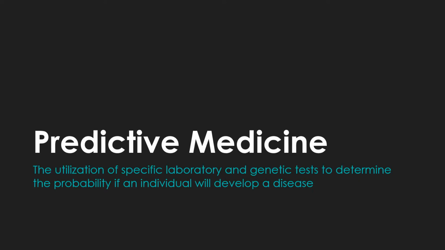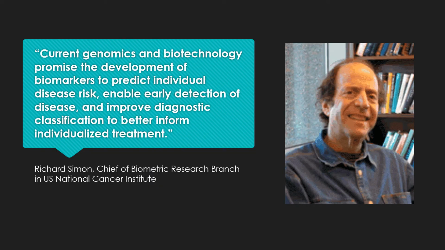Predictive medicine is defined as the utilization of specific laboratory and genetic tests to determine the probability if an individual will develop a disease. First up, a paper regarding genetic markers and predictive medicine will be discussed. The paper is written by Richard Simon, a high-ranking official at the U.S. National Cancer Institute.